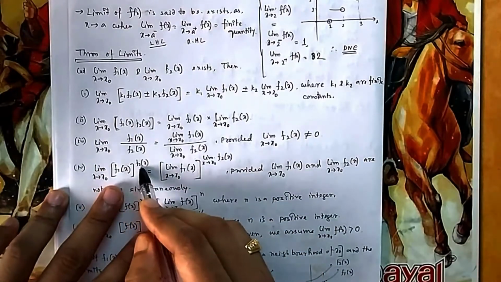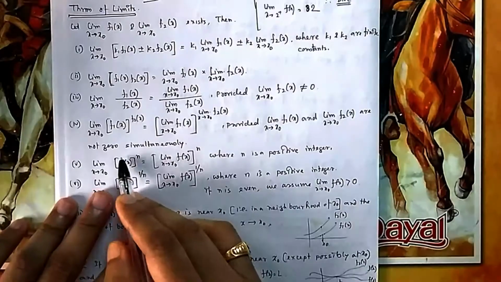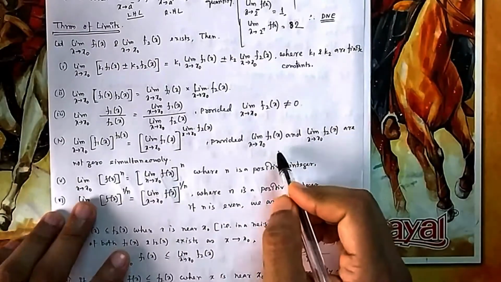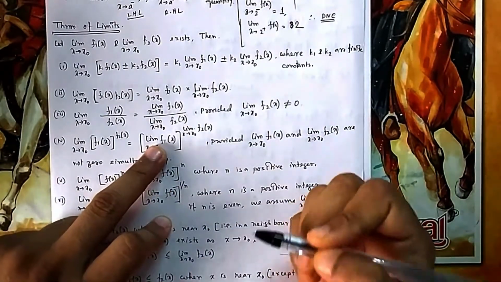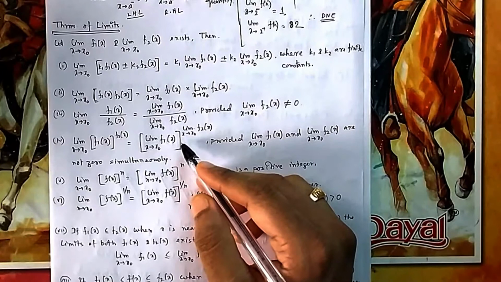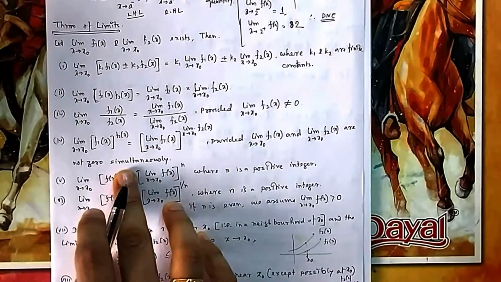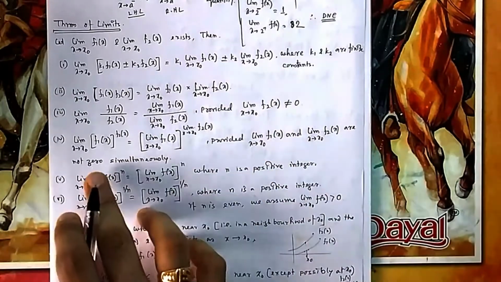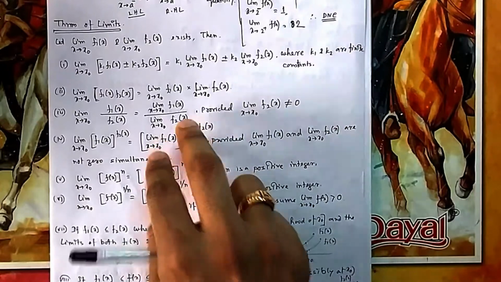If it is power, then limit of this to the power limit of this. So again it has a free pass. Provided that these should not both be zero, because if both are 0, then 0 to the power 0 is undefined. Just after some time you will know there are 7 indeterminate forms which cannot be determined. So that's why it is saying that both should be non-zero simultaneously. One at a time can be 0, but both at a time cannot be 0.